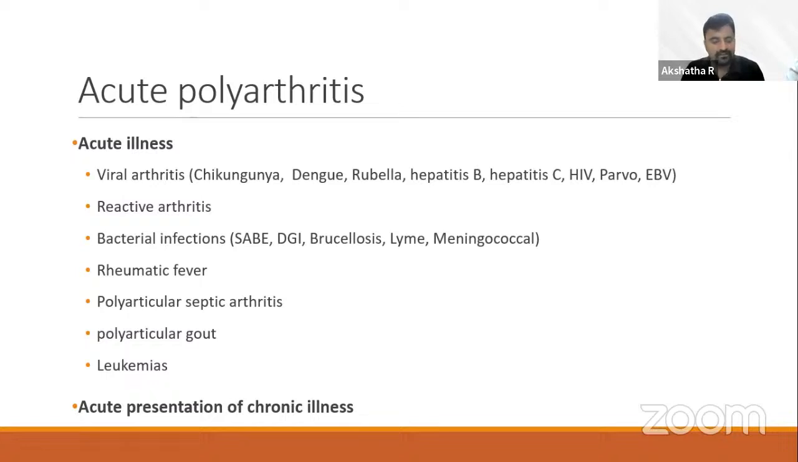Or it could be a reactive arthritis, or it could be secondary to bacterial infections like gonococcus, brucellosis, meningococcus, or Lyme's disease, or it could be a presentation of acute rheumatic fever, or rarely it can be a presentation of septic arthritis where multiple joints are infected, or it could be a presentation of polyarticular gout or rarely leukemias. And other possible causes are the first presentation of various chronic arthritis. So it could be the earliest presentation of various diseases which lead to chronic polyarthritis.